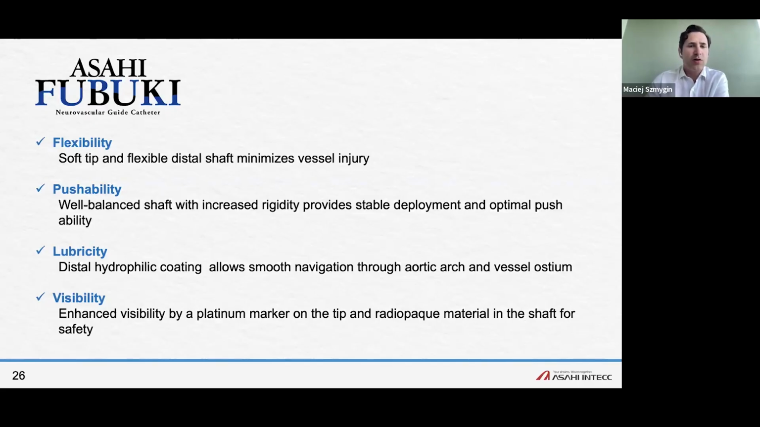Its distal hydrophilic coating allows smooth navigation. So it's really something to be aware of, especially in the left carotid artery, and it's really good visibility. Again, there is a platinum marker on the tip. It's really good for visibility, which sometimes can also be tricky if we go up. So it has to be taken into account.